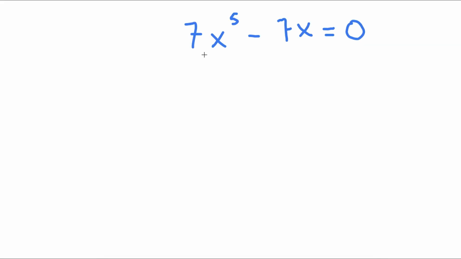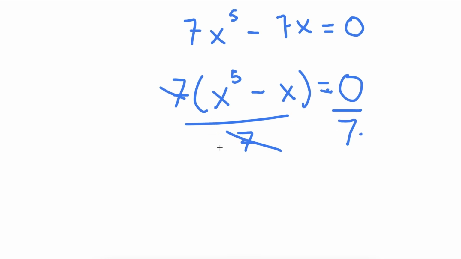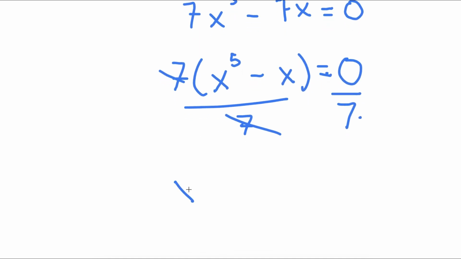All right, so in this problem, I have 7x to the power of 5 minus 7x is equal to 0. So to solve this, I'm going to first start by factoring out 7. So now I get 7 times x to the power of 5 minus x is equal to 0. Now I can go ahead and divide both sides by 7. So then these two cancel out, and now I'll be left with x to the power of 5 minus x is equal to 0.